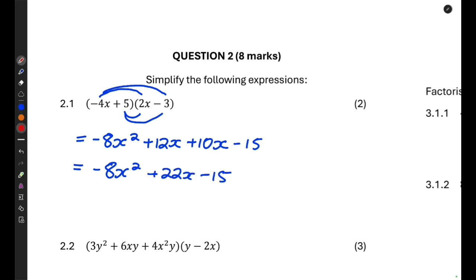Where will I get my marks? For actually foiling all of this out and then for getting the correct trinomial. So once again, I'm not getting a mark for each term, then the sum will count like 6 marks. So make sure you are accurate with these.